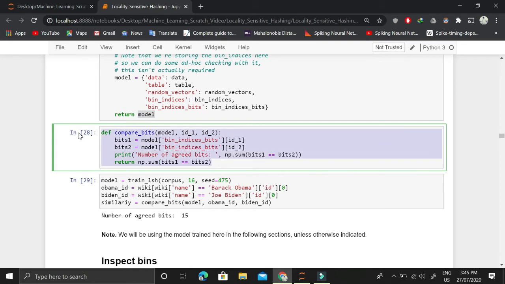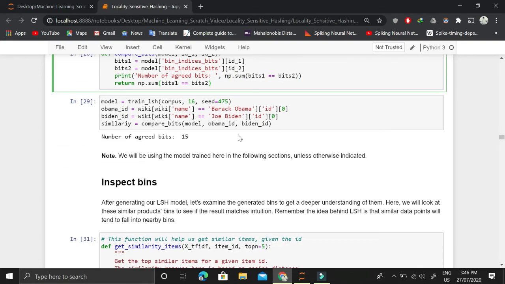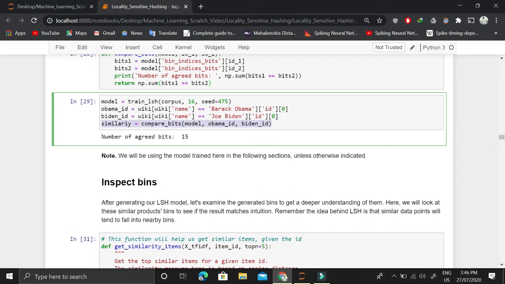There is another function, compare bits, as I've already explained, where we look at the bits of two different binary representations of two different data points, and we look at the bits which are the same in both of them. If more bits are the same, they are closer to each other. We have taken two examples, the documents for Barack Obama and Joe Biden, and looked at the similarity by comparing the bits, and there are 15 agreed bits, so they are really close to each other.